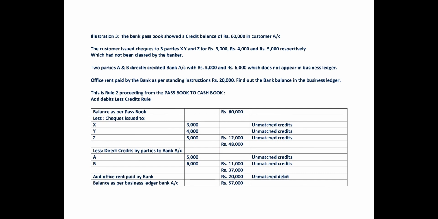Office rent paid by the bank, rupees 20,000, is a debit entry found in the bank account, with no corresponding credit entry in the bank account in business ledger, so this unmatched debit is added to the extent of rupees 20,000. Checks issued to parties X, Y, Z for 3,000, 4,000, 5,000 respectively, which had not been cleared by the banker, are a credit entry in the bank account in business ledger, with no corresponding debit in the bank account, and these unmatched credits are deducted. The resulting balance is bank passbook balance, surplus balance to the extent of 57,000.